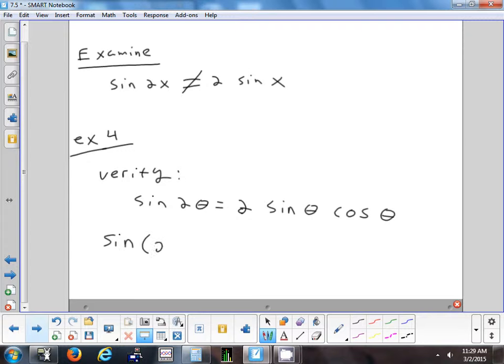I want to take 2 theta, and I want to rewrite it. My hint to this is rewrite it using a sum. How can you rewrite 2 theta as a sum of 2 separate angles? It'd be like in algebra if I said to you, okay, I got a final answer of 2x. What did I combine together? What 2 things would you combine together to get 2x?